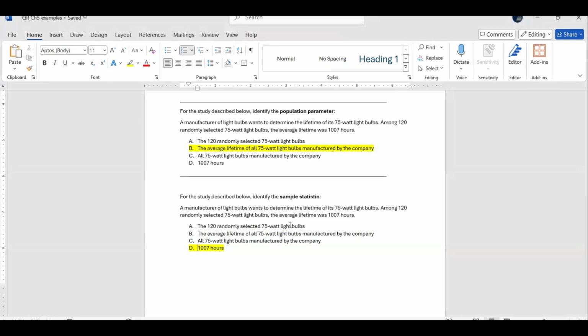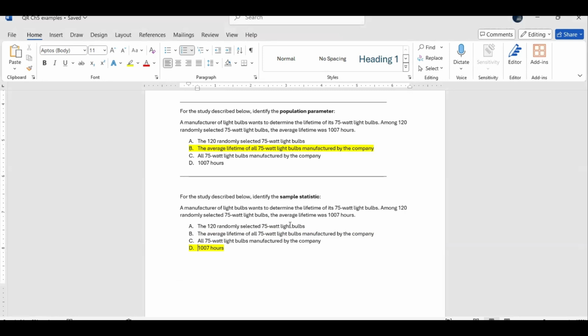And when you have a sample, you can do your tests. You find the information, like they did here. They found that the average lifetime was 1,007 hours. And what you do is use that information to make an inference about the population. Even though they weren't able to study every single light bulb they made, they did study 120 of them. They found the average lifetime was 1,007 hours. So they feel pretty comfortable saying that the average lifetime of all of their light bulbs is probably around 1,007 hours.